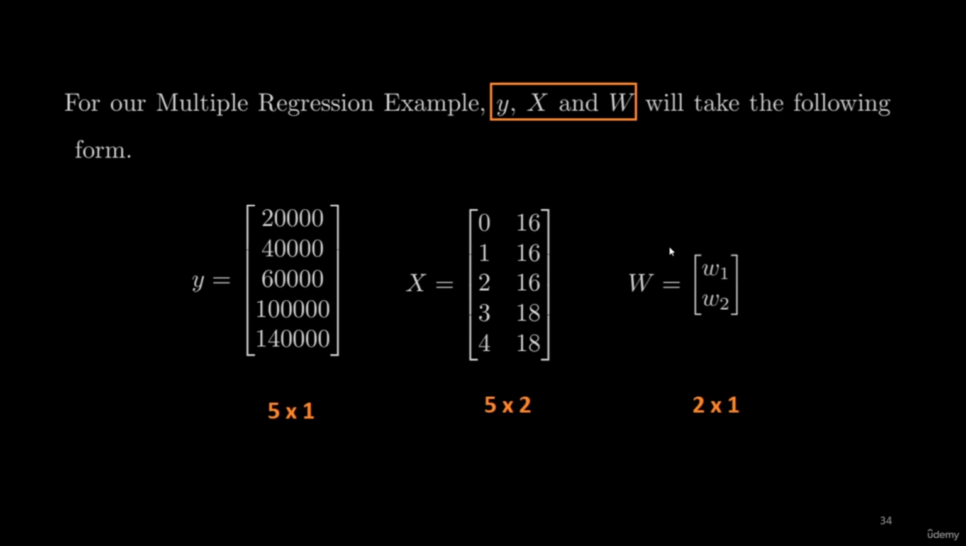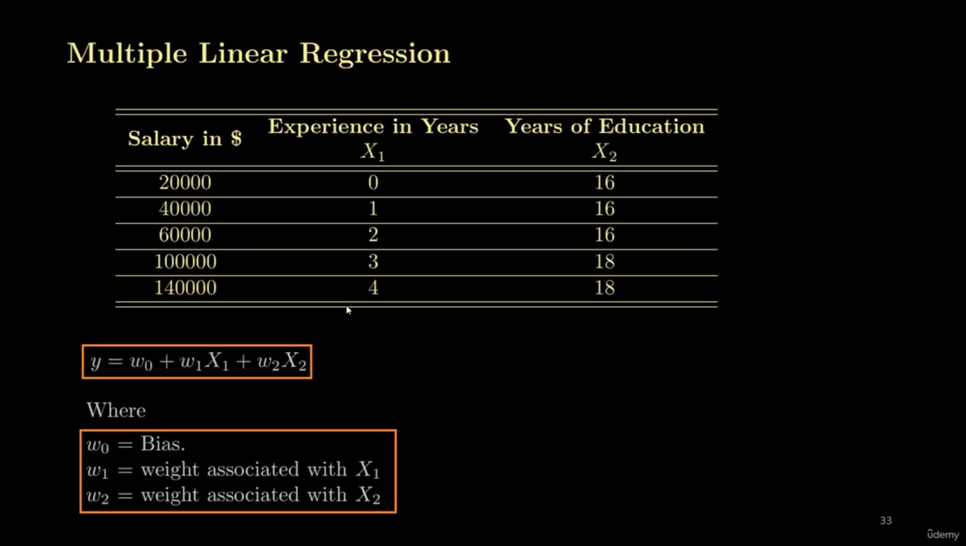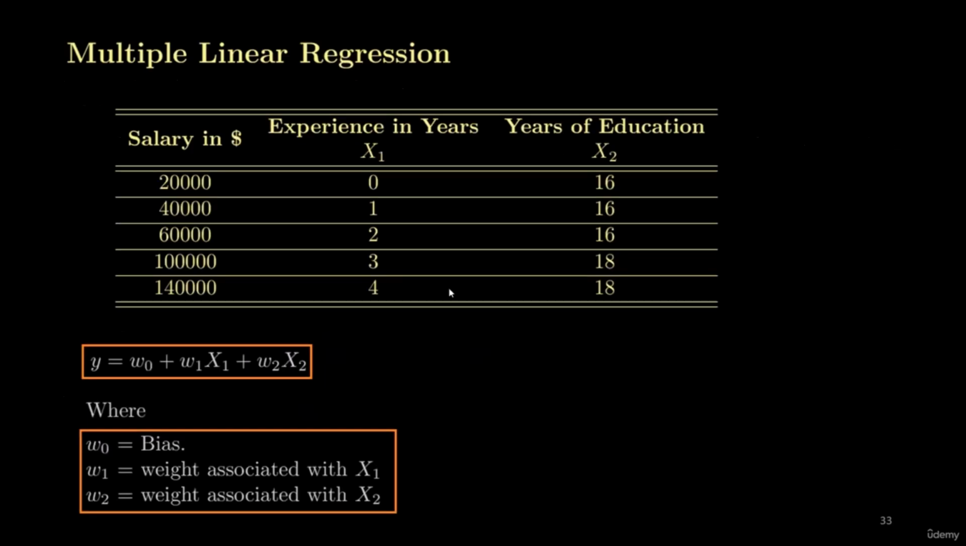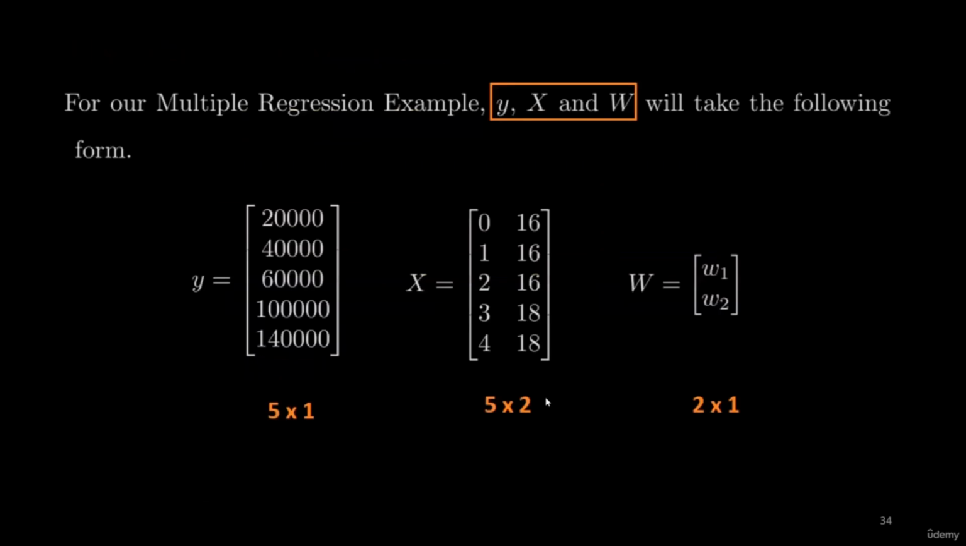For the W matrix, it has only two values, so there are two rows and one column. So this is our weight matrix. Since we have two features, therefore we have two weights. Now we know that in least square method, we have to multiply X and W. If we go back and see, we have to multiply X and W in order to get the predicted value. So in order to perform the multiplication, the columns of X matrix should be equal to the rows of W matrix. That is, we have two columns here and we have two rows here. It means the multiplication is possible and the condition for the multiplication of X and W is valid.